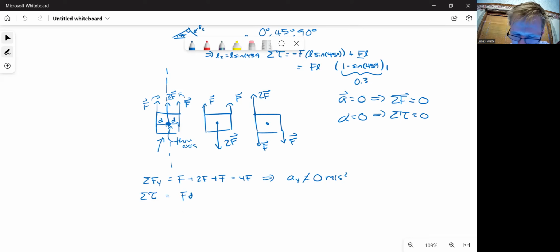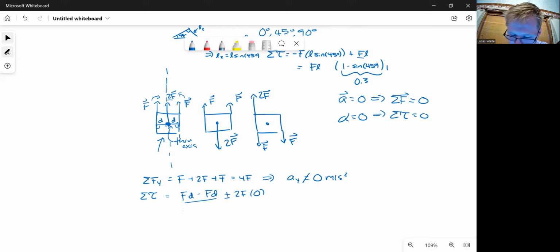So F times its lever arm, which is D, because that line is perpendicular to the line of action of the force on the right. And then same with that on the left. So FD minus, we've got a clockwise torque, the one on the left, and then plus 2F times 0. Since it doesn't produce a torque, whether I call this plus or minus doesn't really make a difference. It doesn't produce a clockwise or counterclockwise torque.